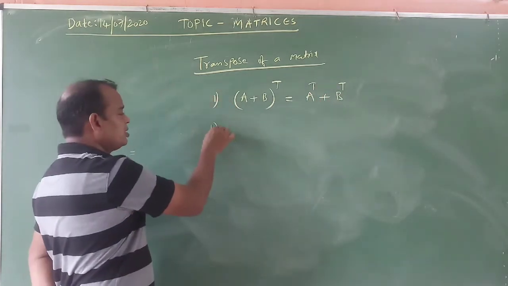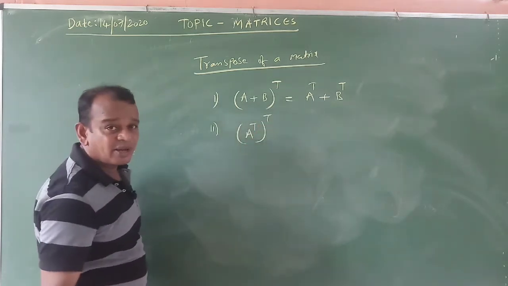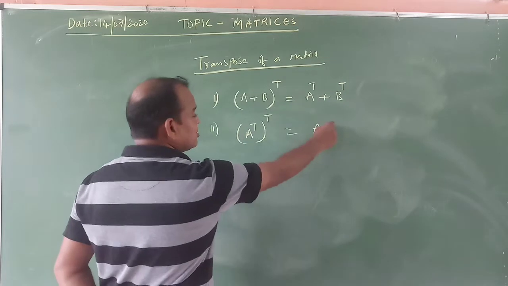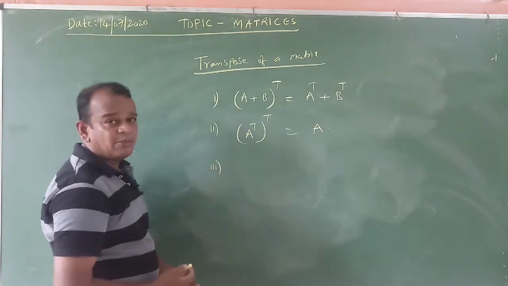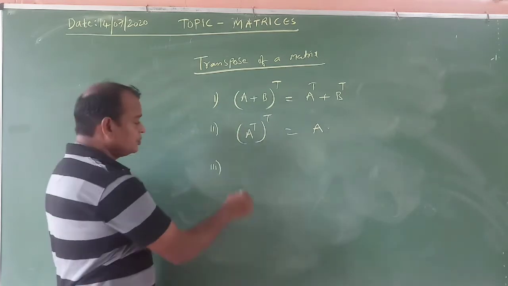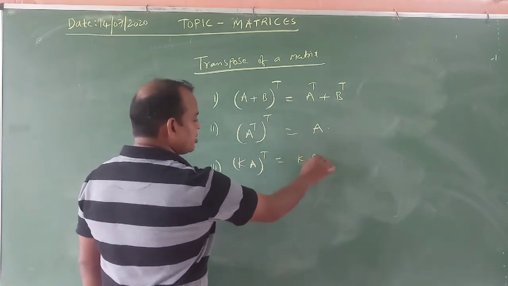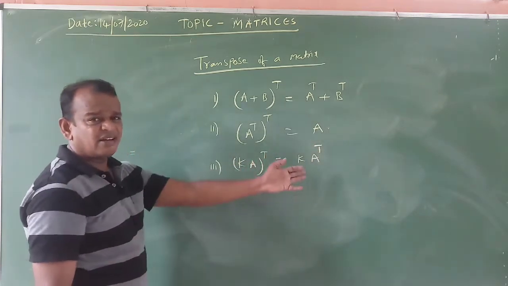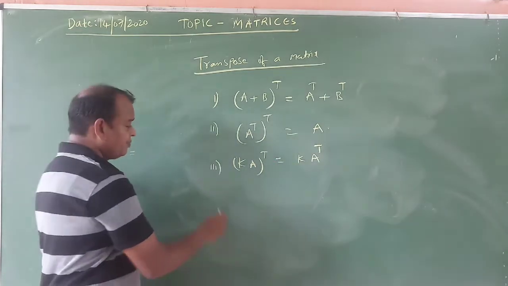Next, second property: A transpose, whole transpose, again transpose. What happened? 100%, this is equal to A. Next, third one: suppose A is any matrix and K is a number, that is called a scalar. Now K into A whole transpose is equal to K into A transpose. K is the scalar multiplication of the matrix. Yesterday I told that one.